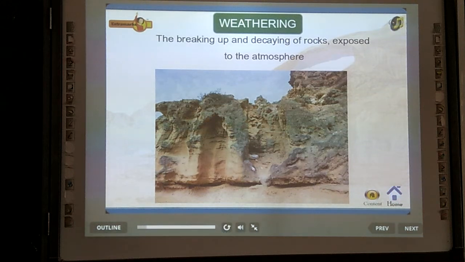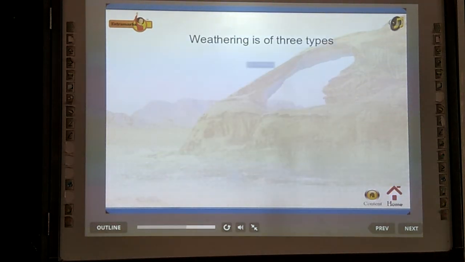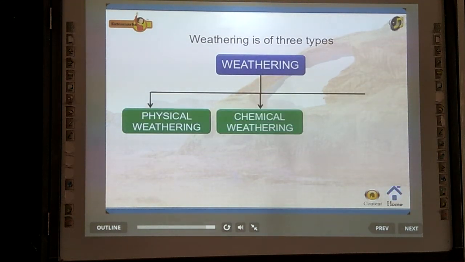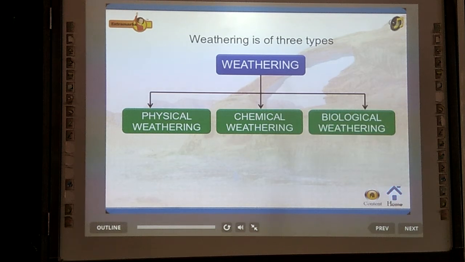Let us know about weathering, the breaking up and decaying of rocks exposed to the atmosphere. Weathering is of 3 types: physical weathering, chemical weathering, biological weathering.